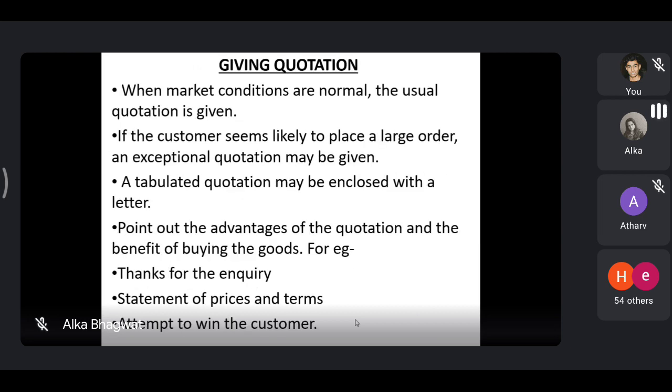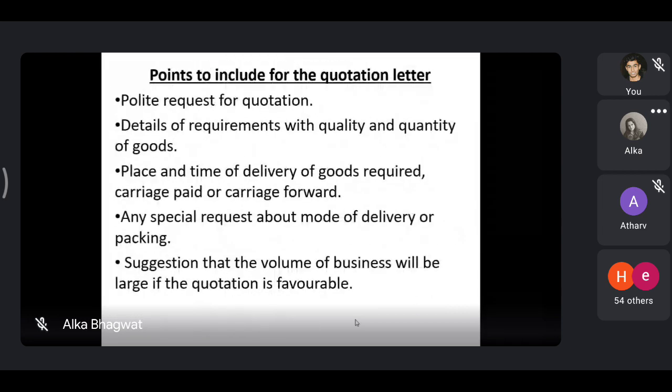Then after this, points to include for the quotation letter. First of all, a polite request for quotation is to be given. Then any kind of details of requirements with quality and quantity of goods.